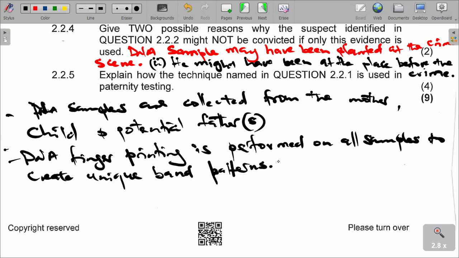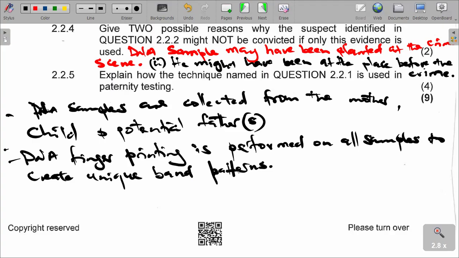The child's band pattern is compared to the mother's and the potential father's patterns. Any bands in the child's profile that do not match the mother's profile must match the biological father's profile. That is what you need to understand there. So if all non-maternal bands match the potential father's bands, he is confirmed as the biological father. If they do not match, he is excluded from being the father of the child.